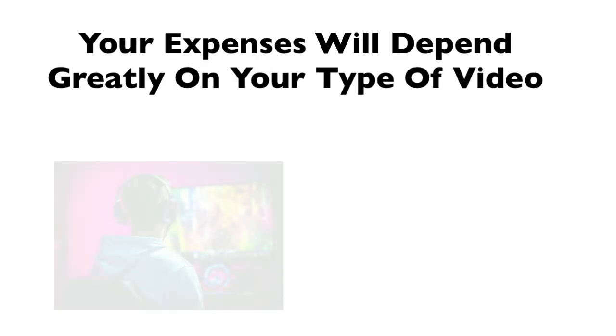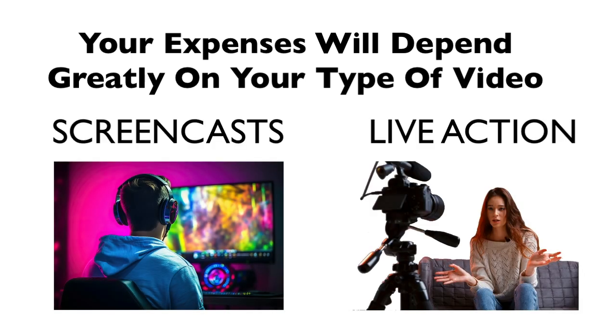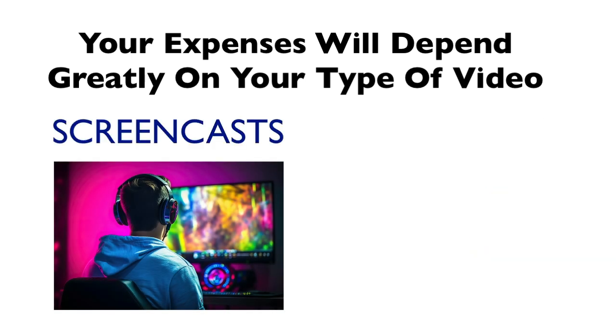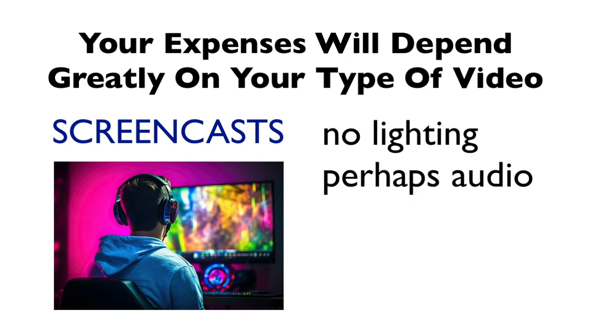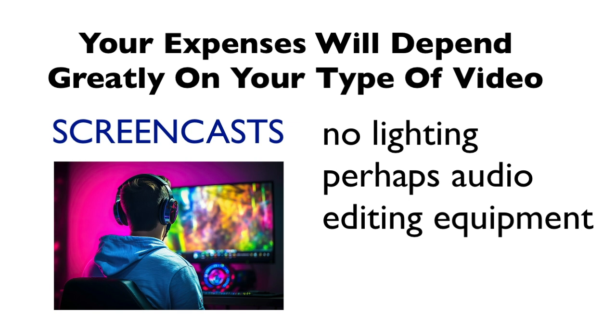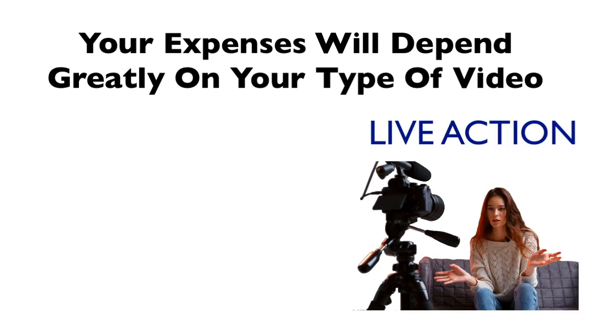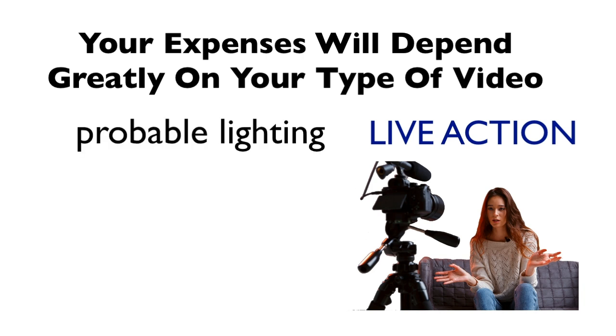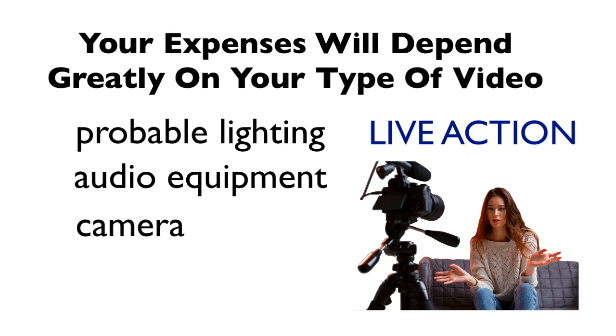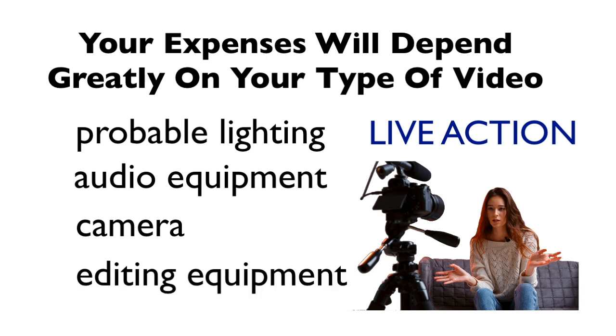Now, these expenses depend greatly upon the type of videos that you'll be creating. For example, with screencasts, if you're doing a screencast recording right off your screen for like a gaming video, something like that, you won't need lighting equipment. You may need some audio equipment. You'll need editing equipment, and you probably won't need a camera because you're recording right off your screen. Now, with live action videos where you're recording yourself or someone else moving around, talking, whatever, there you'll probably need some lighting. You'll need some audio equipment. You will need some type of camera, and I'll show you some good options. And you will need editing equipment. So just keep those things in mind.